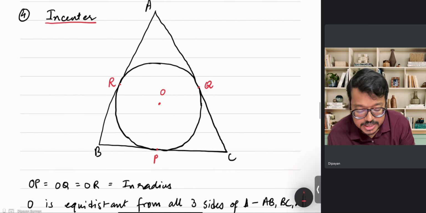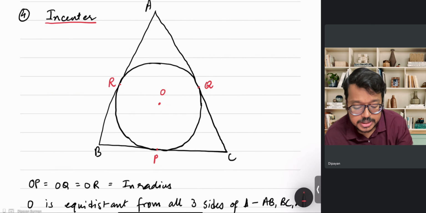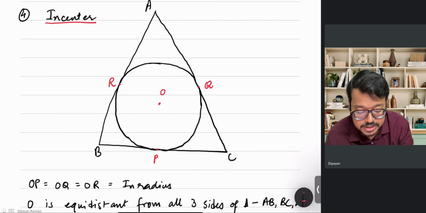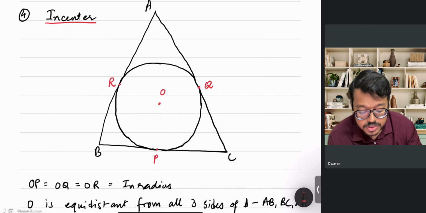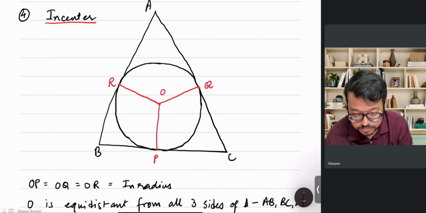So let's say that ABC is my triangle and I have drawn this circle inside it where O is the incenter. Now since AB, BC and AC, these three sides of the triangle are acting as tangents to the circle, I can label P, Q and R as the points of contact between the tangent and the circle. Then if I join OP, OP is the radius and it should be the same as OQ and it should be the same as OR. So OP, OQ and OR are my inradius.